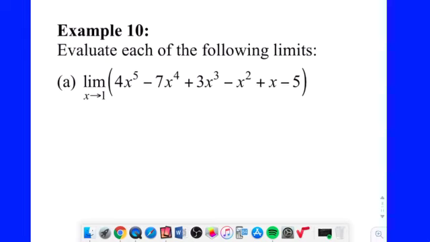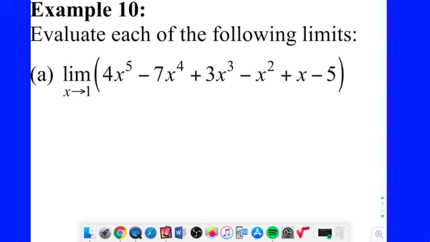For example, example 10. Evaluate each of the following limits. All right, so we got the limit as x goes to 1 of a 5th degree polynomial. Yikes, pretty intimidating. So if we had a calculator, we could put this into y1 and we can punch in like 0.99999 and 1.0001 like we did in the beginning of the lesson and see if there was some kind of y value trend there. Or we can simply do what?